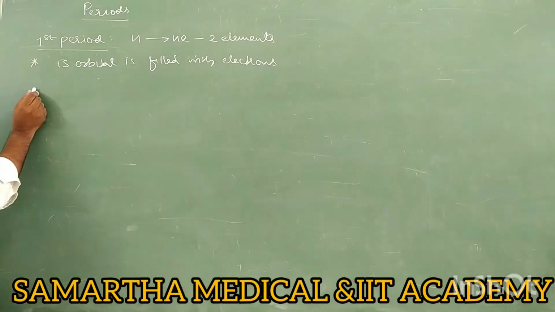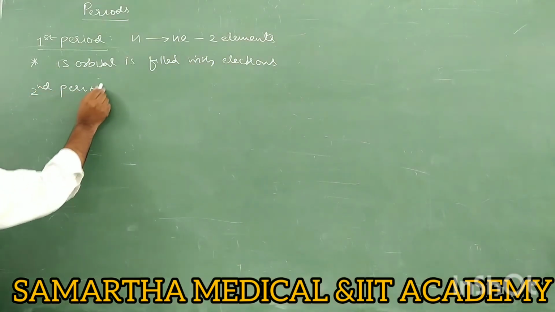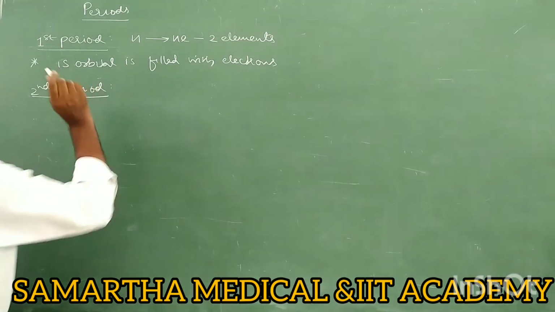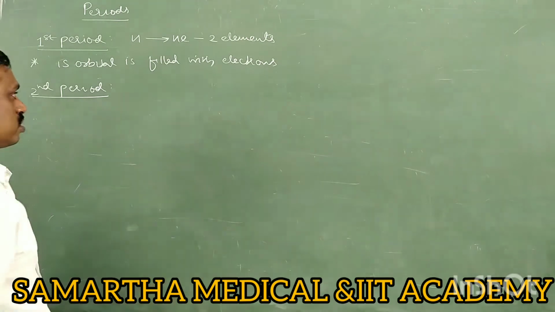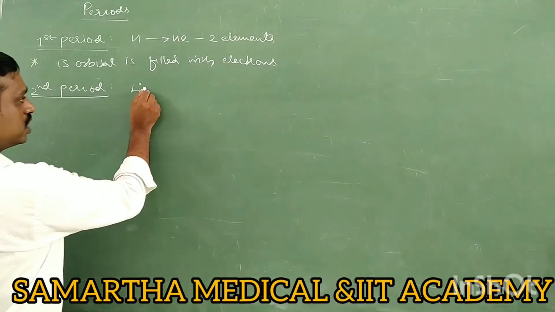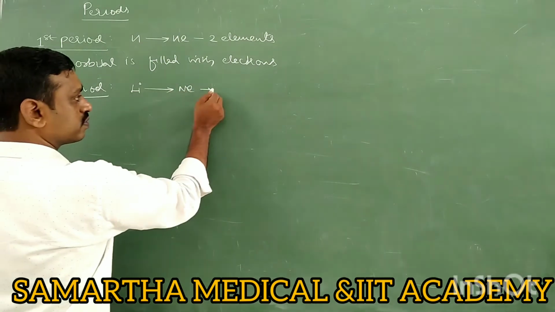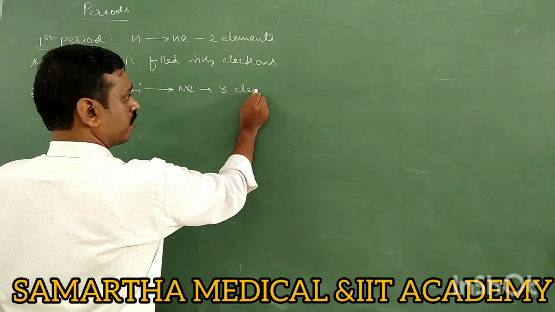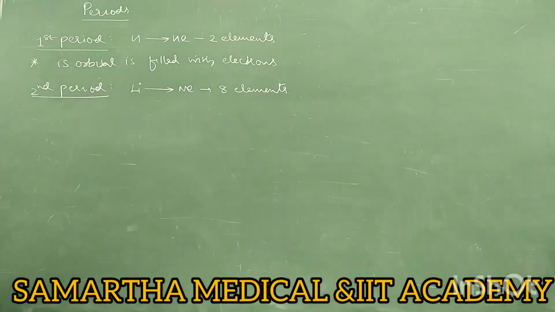Next, the second period. Take down parallelly. The second period starts with lithium and ends with neon. Can you tell me the total number of elements? 8 elements. We already studied this last class. There are 8 elements in the second period.